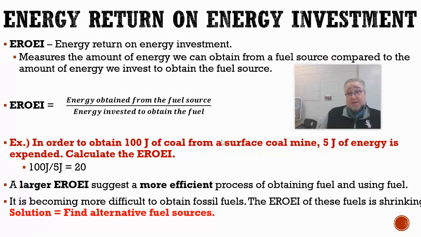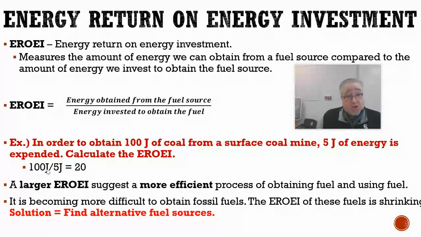I'll use coal as an example. It's becoming a lot more difficult to obtain coal and process it. It's becoming harder because we're running out of coal, right? We have to invest more energy. So think about what that's going to do to the denominator here. If we have to invest more energy, that denominator is going to go up.